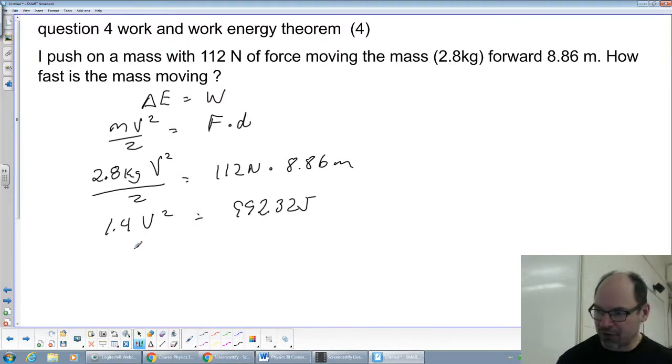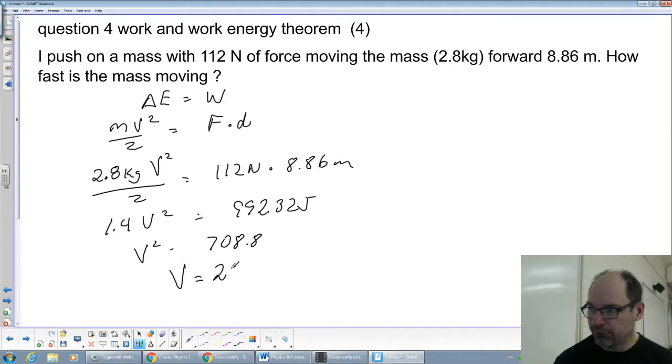So then I divide 992.32 by 1.4. I get 708.8. Then I want to take the square root of that to get the velocity. So 26.6, or 27 meters per second if we go to two significant figures. So there's the work energy theorem like that.